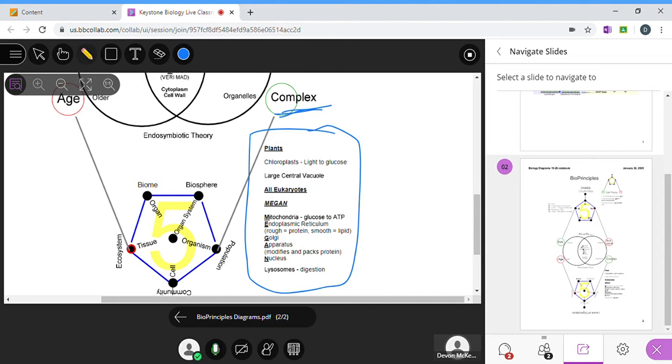So let's take a look at these organelles. I've broken them down into two types, plants and all other eukaryotes, or all eukaryotes. I'm sorry, I said that incorrectly, and I need to correct it right now. Plants and all eukaryotes, including plants. So I'm going to type that here because that's a really important point.